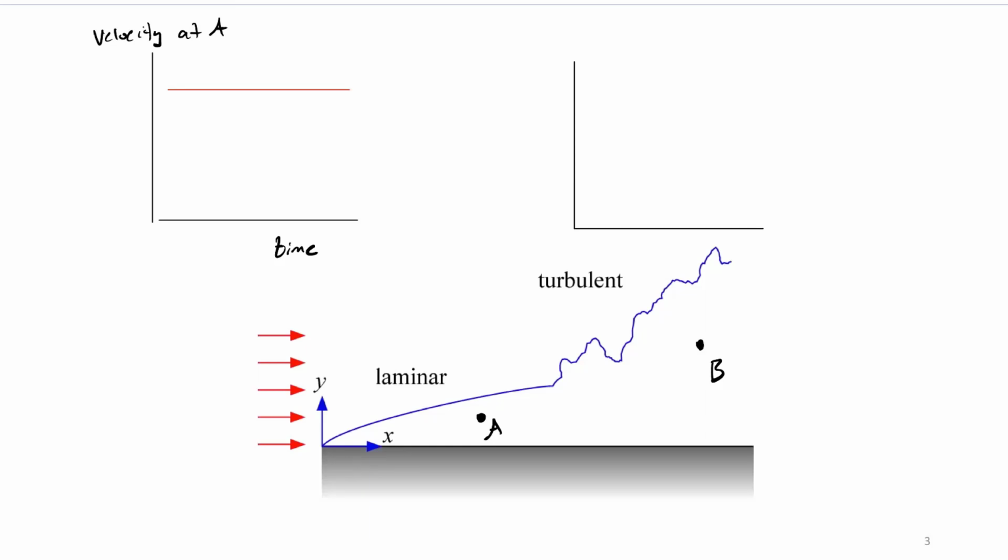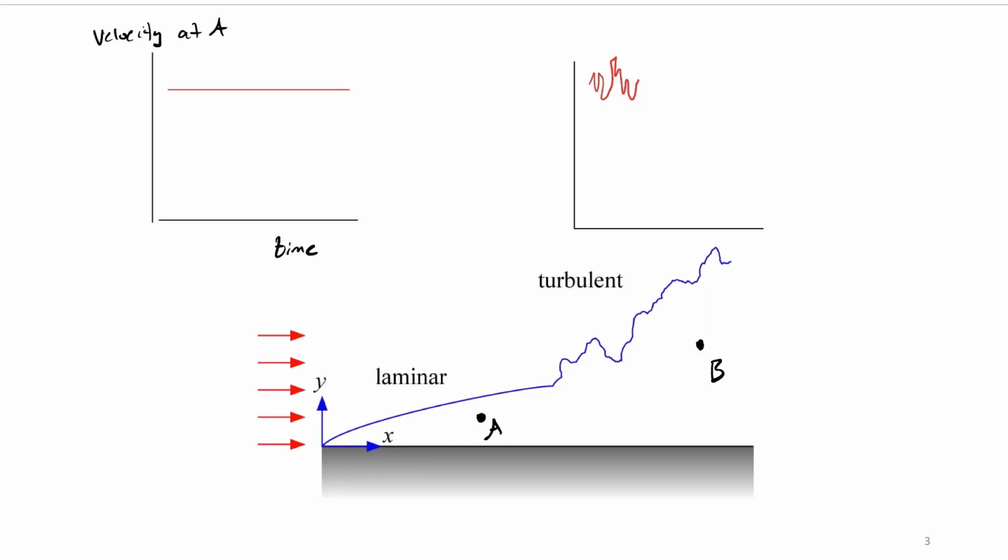So if we plot here at B, what is this velocity going to look like? Let's say the U velocity as a function of time. Yeah, fluctuating. So it's going to fluctuate. So we'd see something like this, right? But it's going to maintain an average velocity that's constant with time.